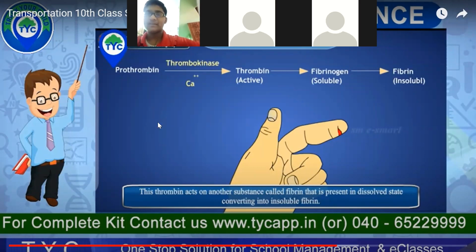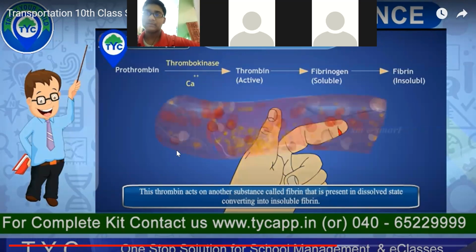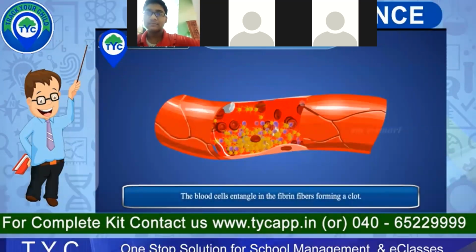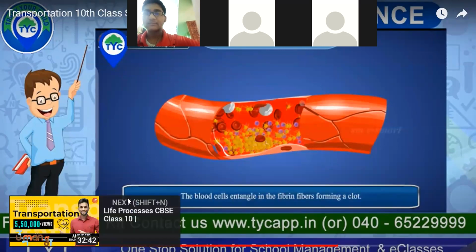Prothrombin, in the presence of thrombokinase and calcium, releases active thrombin, which converts soluble fibrinogen into insoluble fibrin. Very good. So now let us see how the blood cells entangle in the fibrin fibers forming a clot.